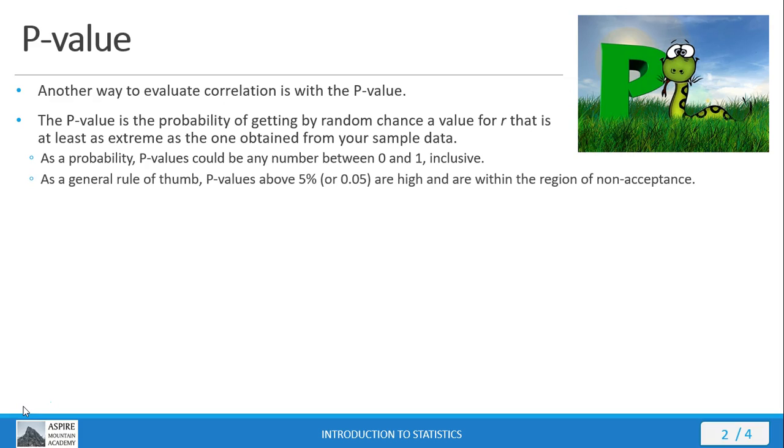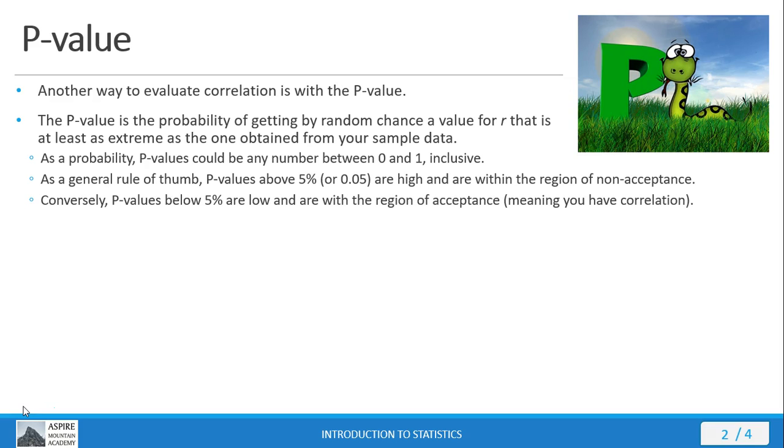Now, as a general rule of thumb, p-values above 5% are considered high and within a region of non-acceptance, which for our purposes means you don't have linear correlation. Conversely, p-values below 5% are considered low and within the region of acceptance, which for our purposes means you have linear correlation. Now, there's nothing magical about this 5% threshold. You could use 1% or 10% or whatever you want, really. It's just that 5% is by far and away what is most commonly used.